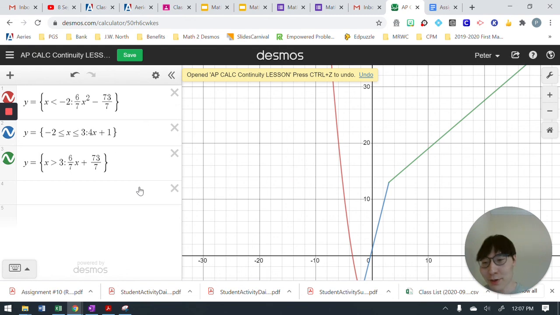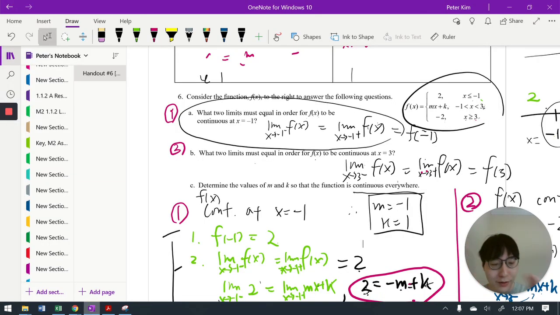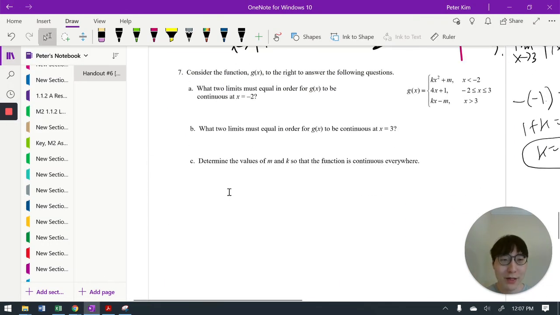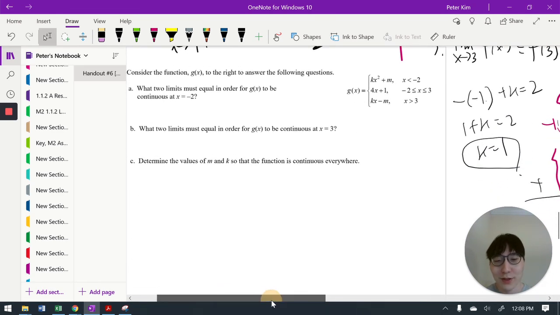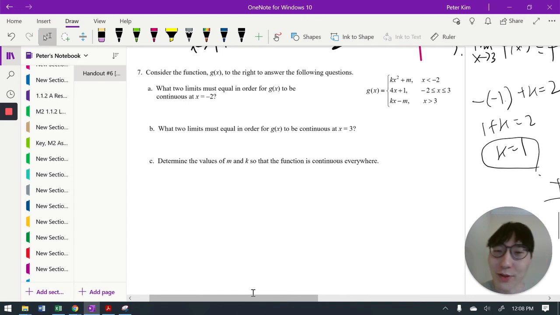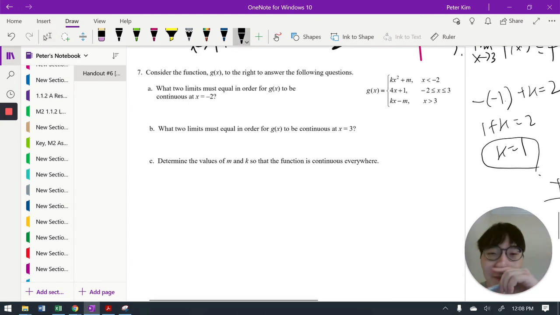So number 7 looks something like this, right? Same thing, just slightly harder because it will be dealing with a lot of crazy rational numbers, not nice numbers like negative 1 and 1. But it's the same idea that goes from number 6 to number 7.